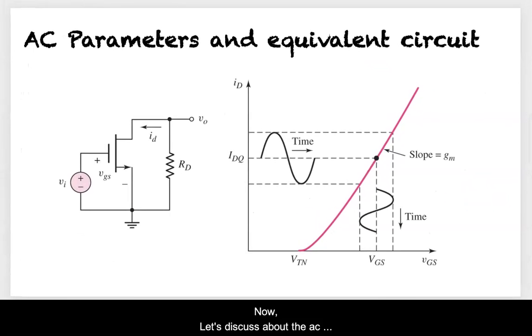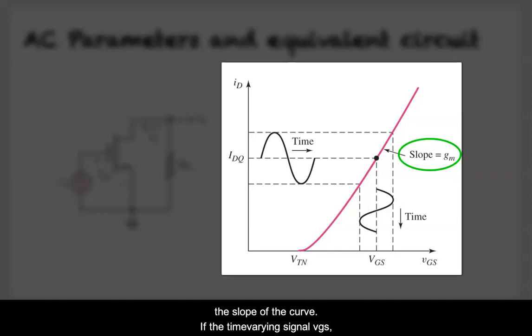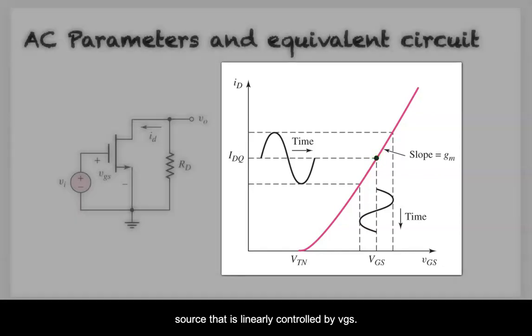Now let's discuss about the AC parameters of FET. To solve AC analysis, we need to take out the DC source. The ID versus VGS plot in saturation region is given in this figure. The transconductance Gm is the slope of the curve. If the time-varying signal VGS is small enough in response to the ID, the Gm will be constant. Note that with the Q point in the saturation region, the FET operates as a current source that is linearly controlled by VGS.